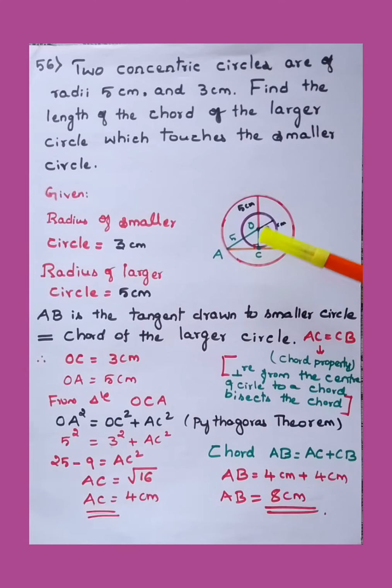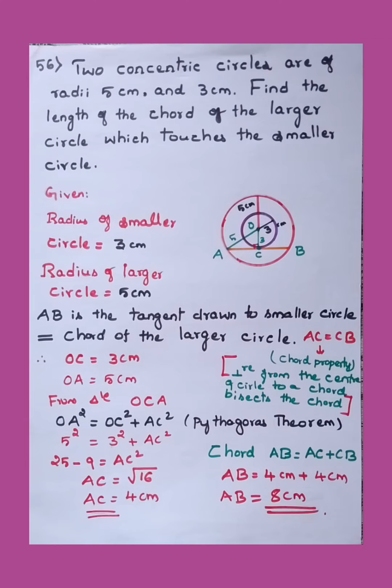And we know that according to the chord property, any perpendicular drawn from the center of the circle to touch this chord at this point of tangent will bisect the chord. It means this chord will be equally divided. AC is equal to CB. We use this property here and we'll be substituting that later.